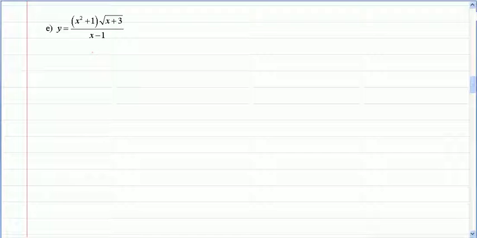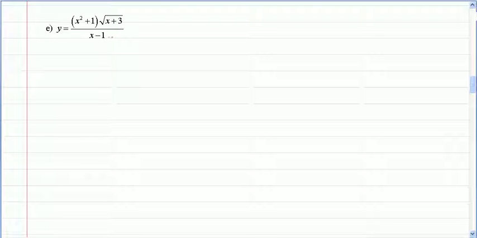For part E, y equals the quantity x squared plus 1 times the square root of x plus 3 over x minus 1. The directions are to just differentiate. If you were to take the derivative of this, at first look, it looks like you have to use the product rule in the numerator, the quotient rule with the denominator, plus the chain rule. And that method would work fine, but it would be extremely long.